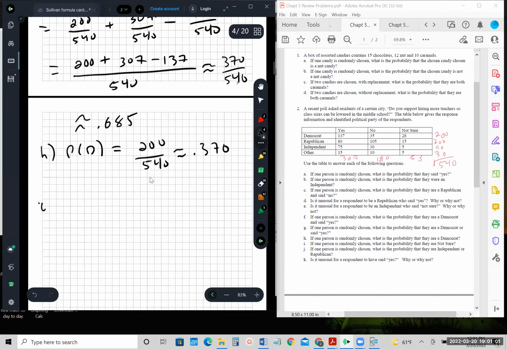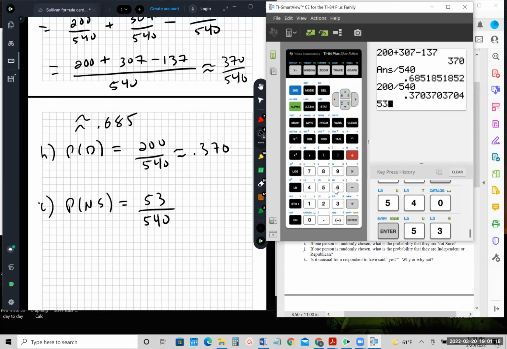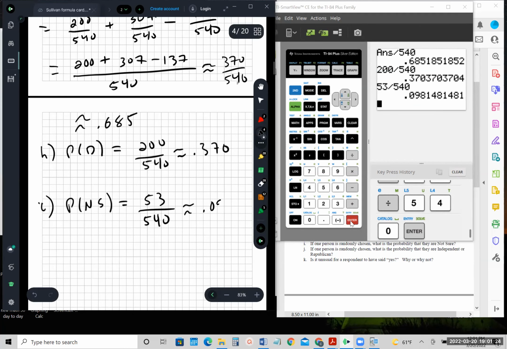And then I would be if a person is randomly chosen, what is the probability they are not sure? So the probability not sure would be that last column, so it'd be 53 over 540. So if we actually go calculate that, we'd get 53 divided by 540, and I get 0.098.